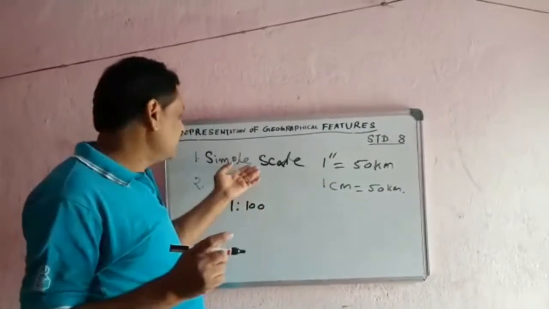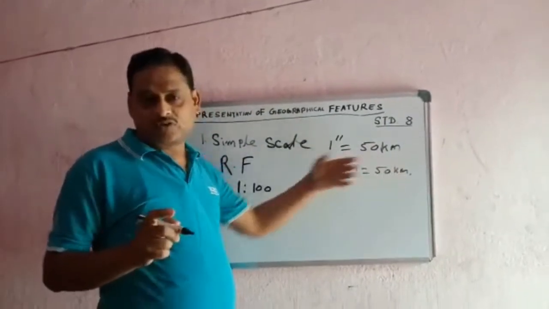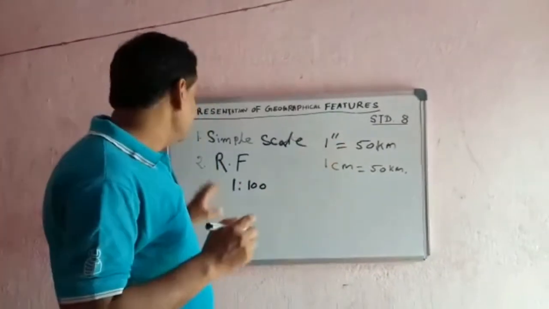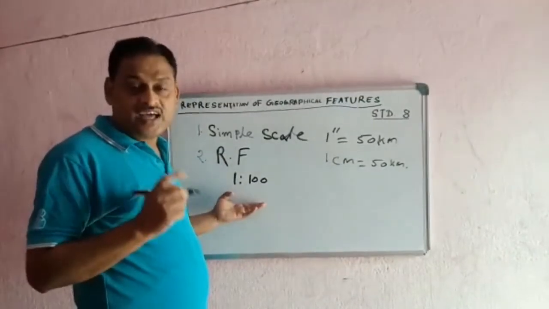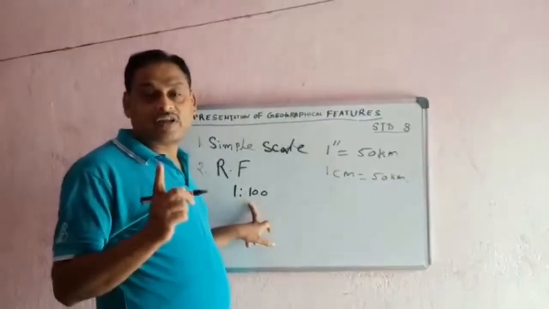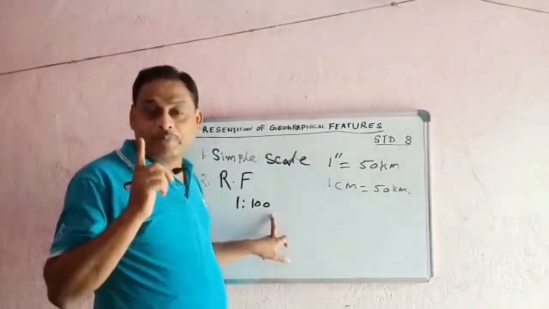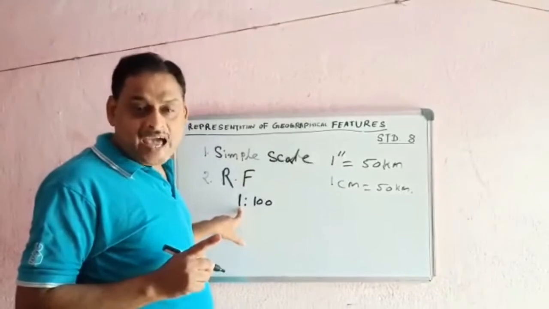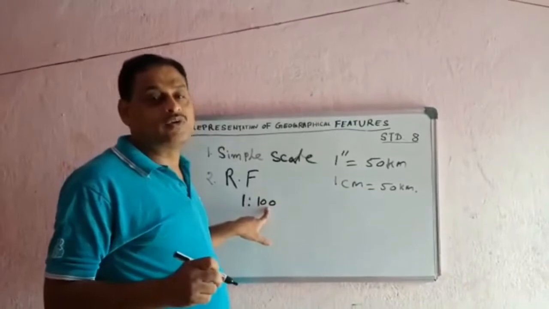I think simple scale is very simple to understand: 1 inch is equal to 50 kilometer, 1 centimeter is equal to 50 kilometer, meaning 50 kilometer ground distance and 1 inch map distance. In the RF we are not using units. Clear? Units we are not using in RF or representative fraction. 1 is to 100 means that every one unit on the map equals 100 of the same unit on the ground.